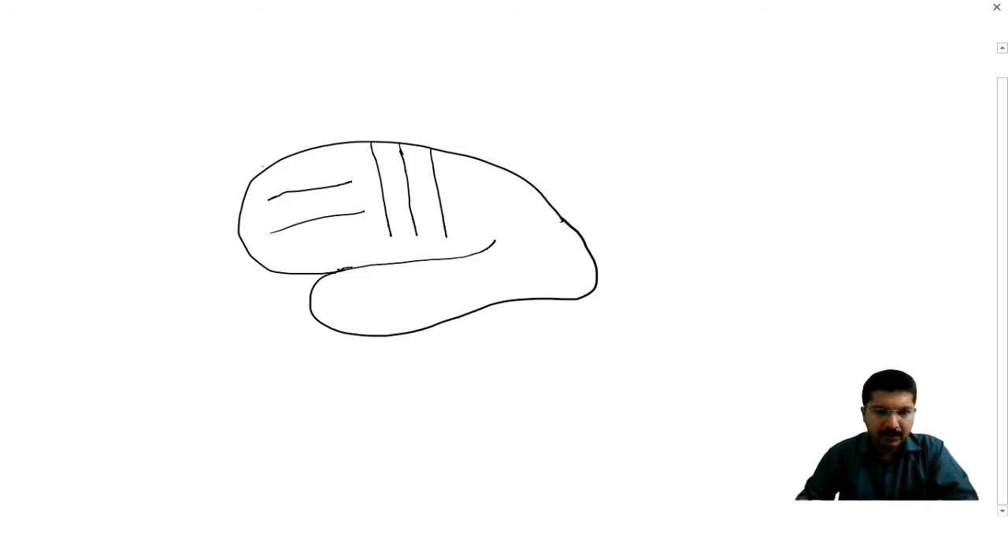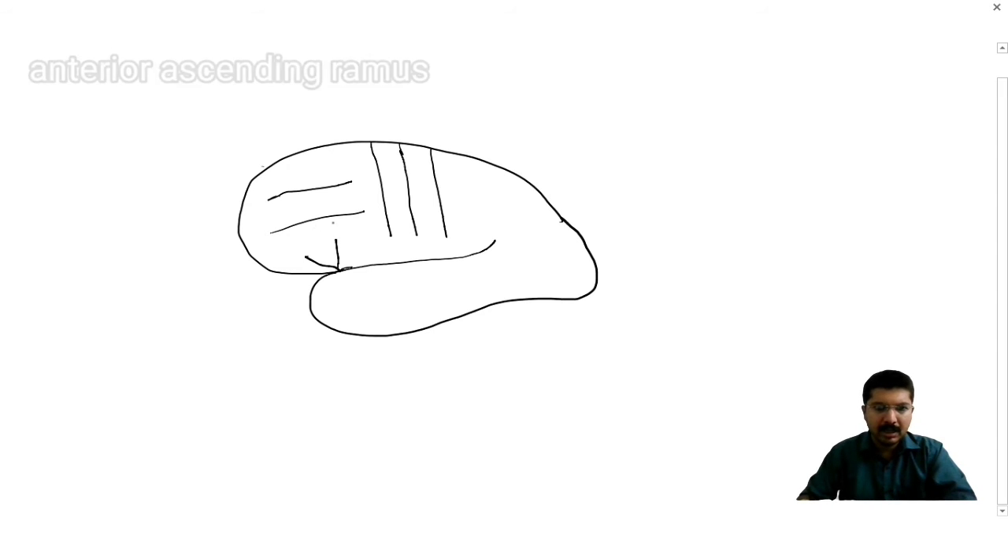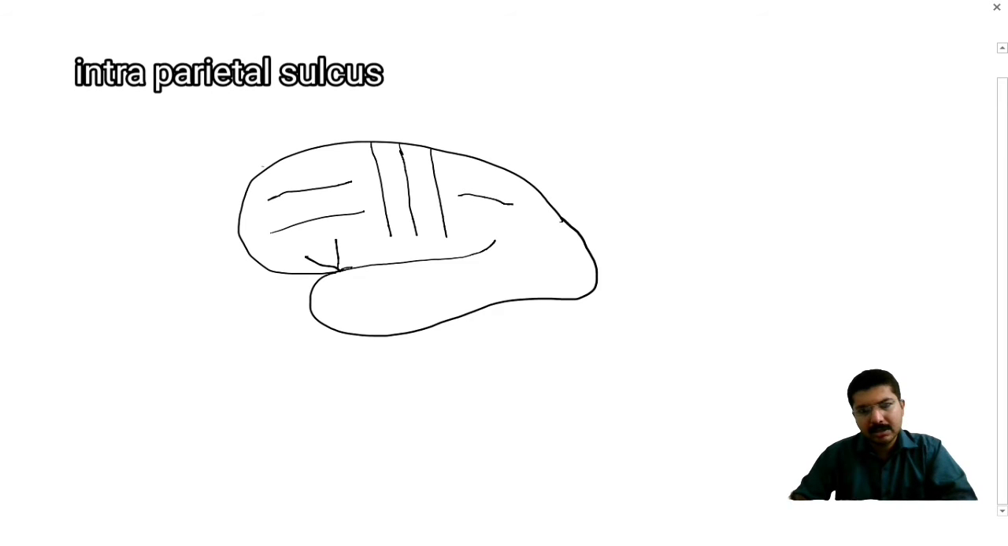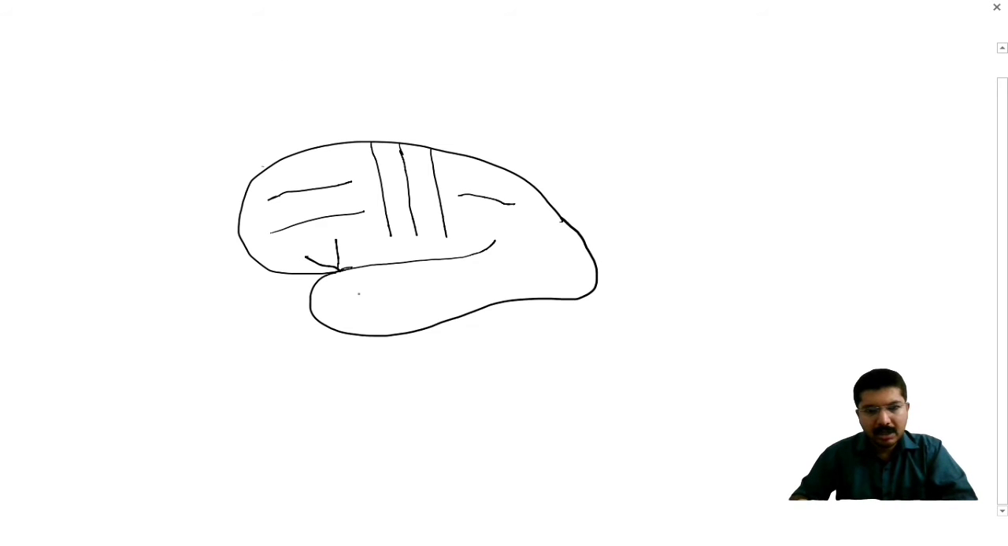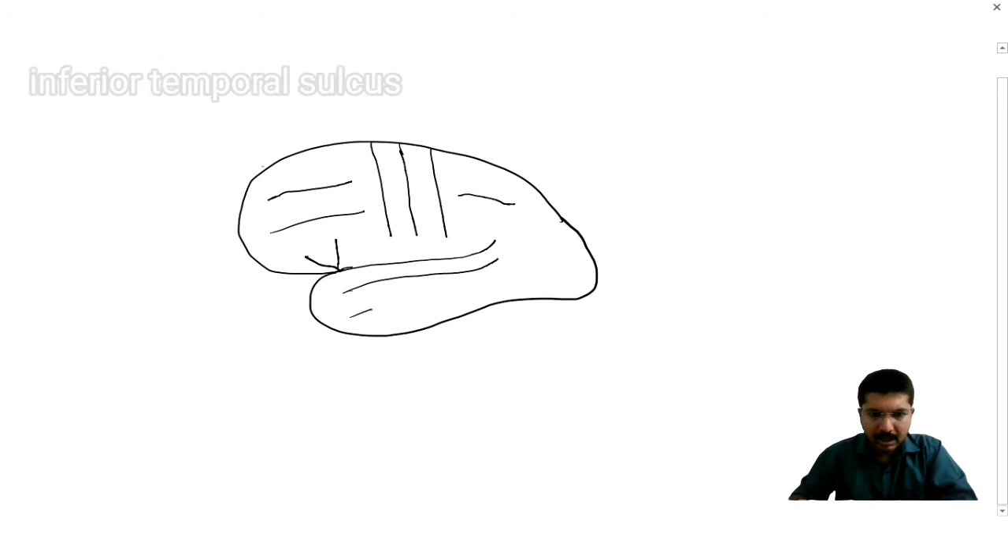From the anterior part of the posterior ramus of the lateral sulcus you have the anterior horizontal ramus and anterior ascending ramus. Both these lie beneath, or inferior to, the inferior frontal sulcus. Now behind the postcentral sulcus you have the intraparietal sulcus. This is the temporal lobe, so the lower part. In the temporal lobe you have the superior temporal sulcus and inferior temporal sulcus.